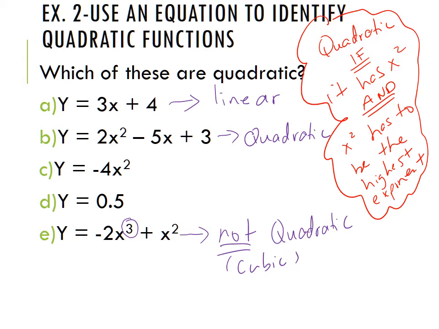So for something to be quadratic, it has to have x squared, and x squared has to be the highest exponent. So it could have an x squared in it like E does, but since the 3, the x cubed, is bigger, it is definitely not quadratic. If we look at C, there's only one term, that's okay. Does it have x squared? Check. Is x squared the highest? Check. Quadratic. D. Does it have x squared? No, so it's not quadratic. And in fact, this is linear. Makes a straight line.